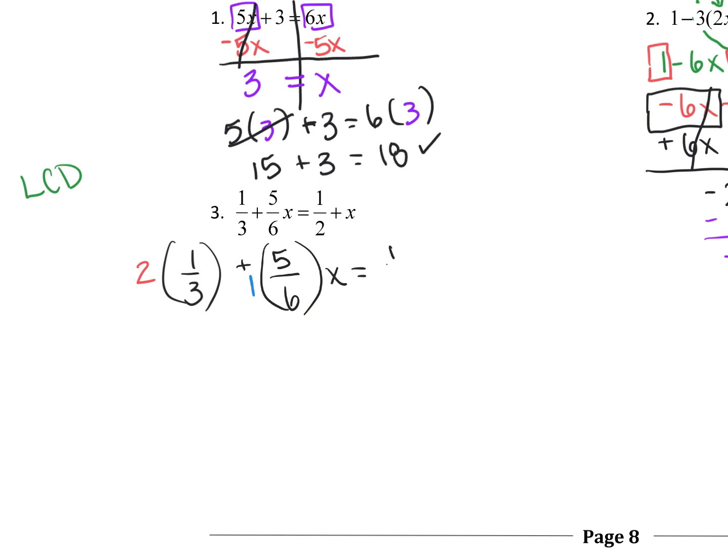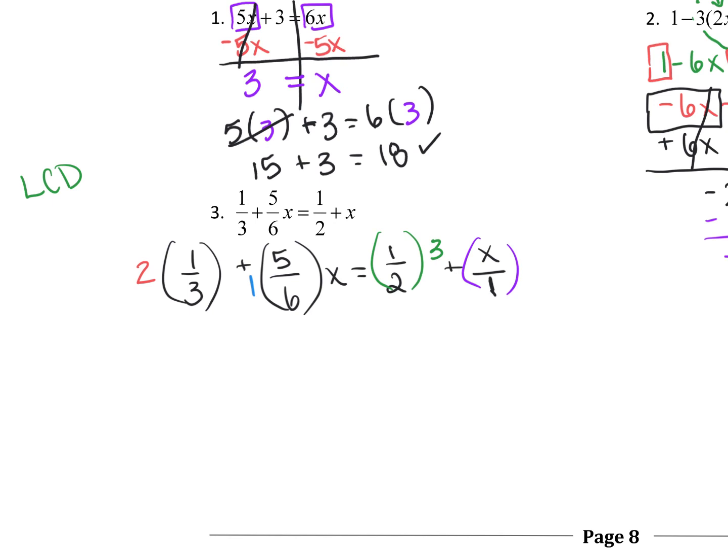And then I'll take this 1/2, and I'll multiply that by 3. Then I'll make that bottom 6. And then realize that this x right here, in the end, is really x over 1. So I need to multiply this one by, I need to remember what the denominator is, 6.